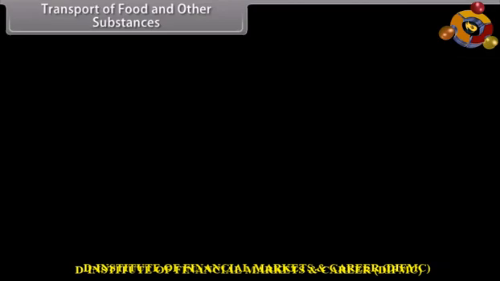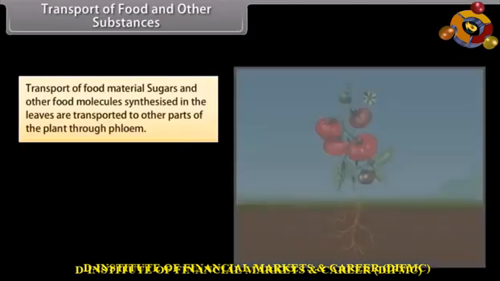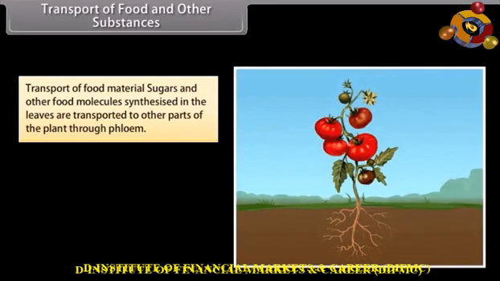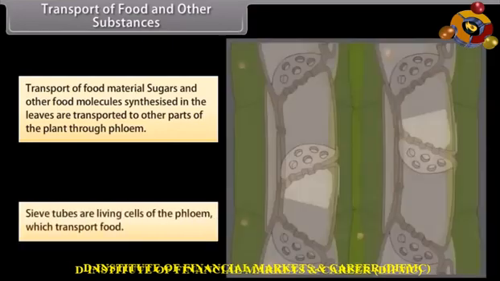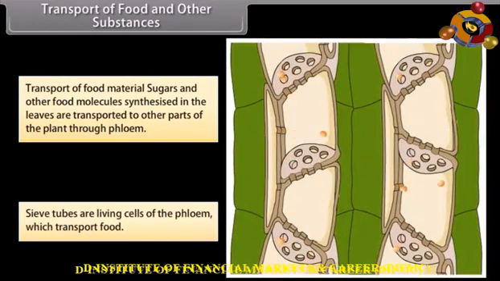Transport of food and other substances. Transport of food material. Sugars and other food molecules synthesized in the leaves are transported to other parts of the plant through phloem. Sieve tubes are living cells of the phloem which transport food.